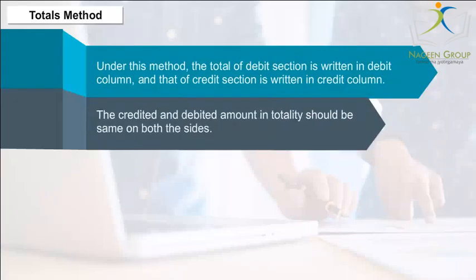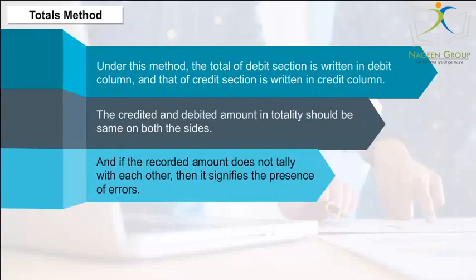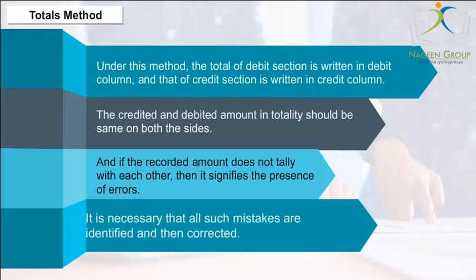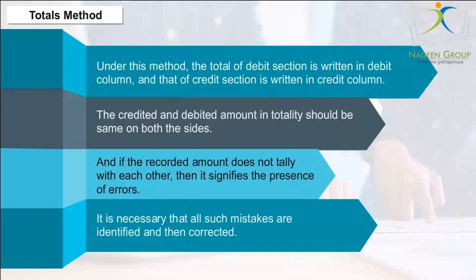The credited and debited amount in totality should be same on both the sides. And if the recorded amount does not tally with each other, then it signifies the presence of errors. It is necessary that all such mistakes are identified and then corrected.